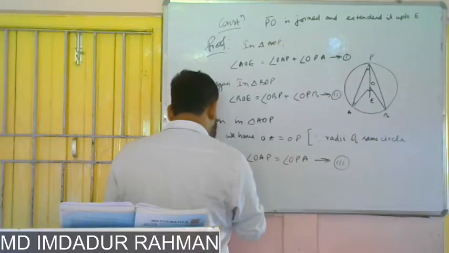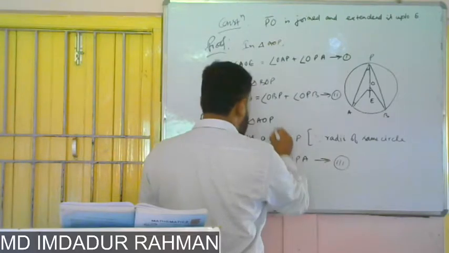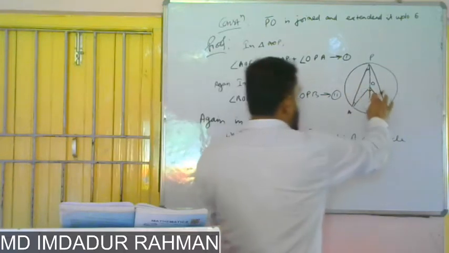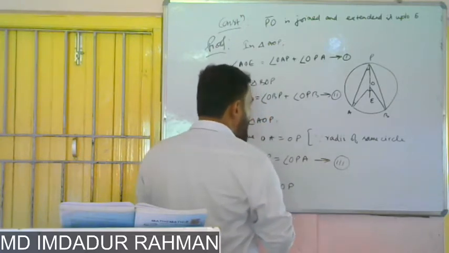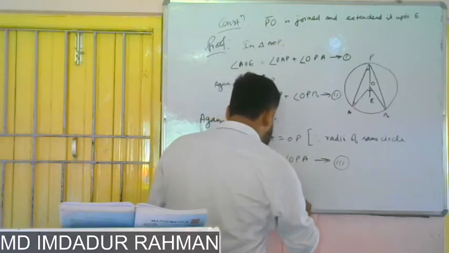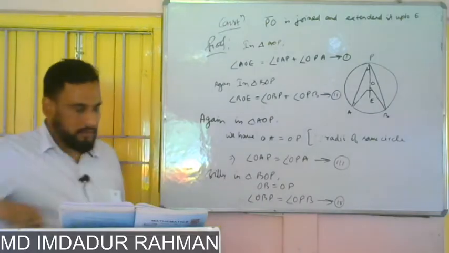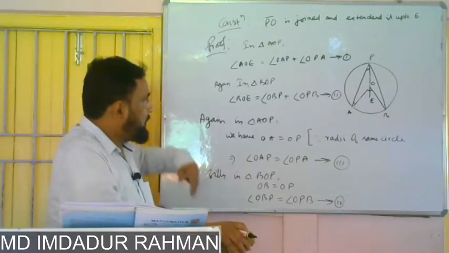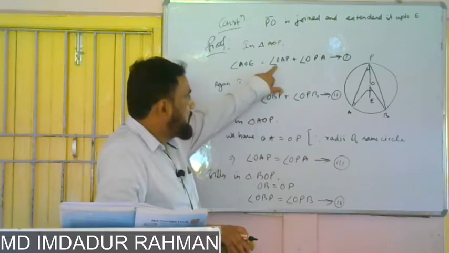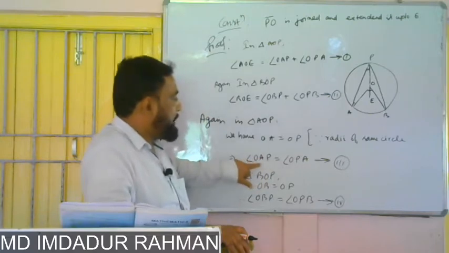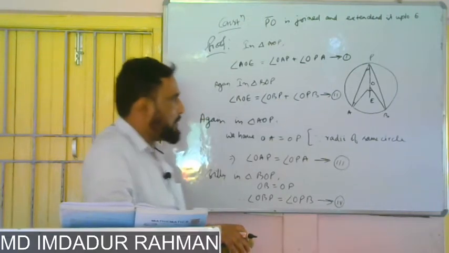Similarly, in triangle BOP, OB is equal to OP. Therefore, angle OBP is equal to angle OPB. This is equation number 4. Now you see, if we put OAP in place of OPA, and in place of OBP, if we put OPB, like this, what will happen? You see.